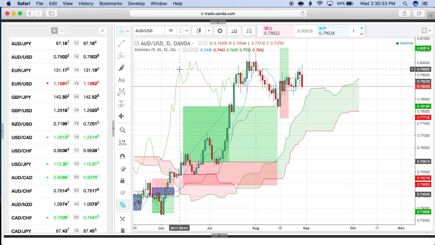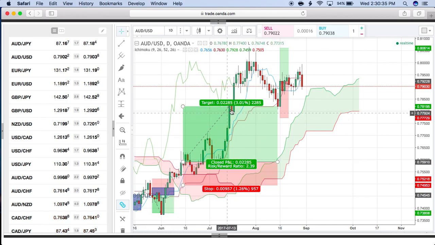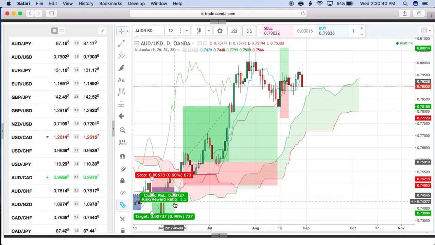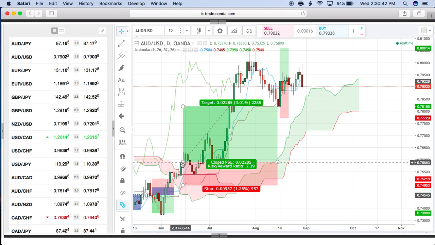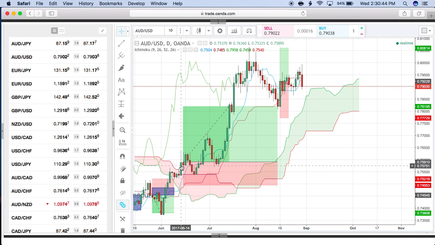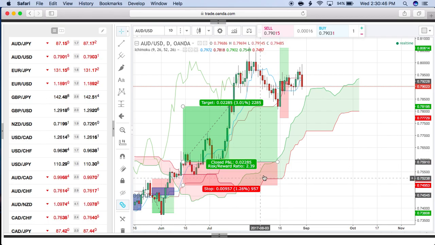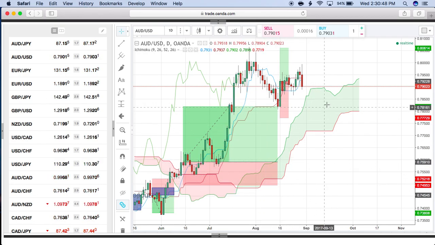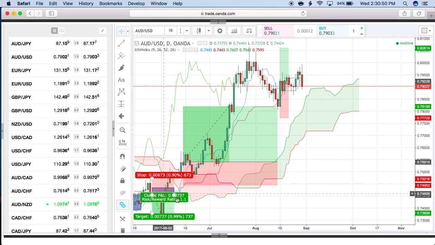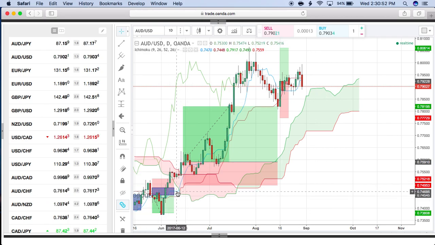So this was also an entry here. It ended at this level and came out here. What I'm looking for is a daily close outside of the cloud, with the rightmost portion of the cloud green for a long, and this little blue line has to be above the little red line. This is a faster moving average. This is a medium, slightly slower.